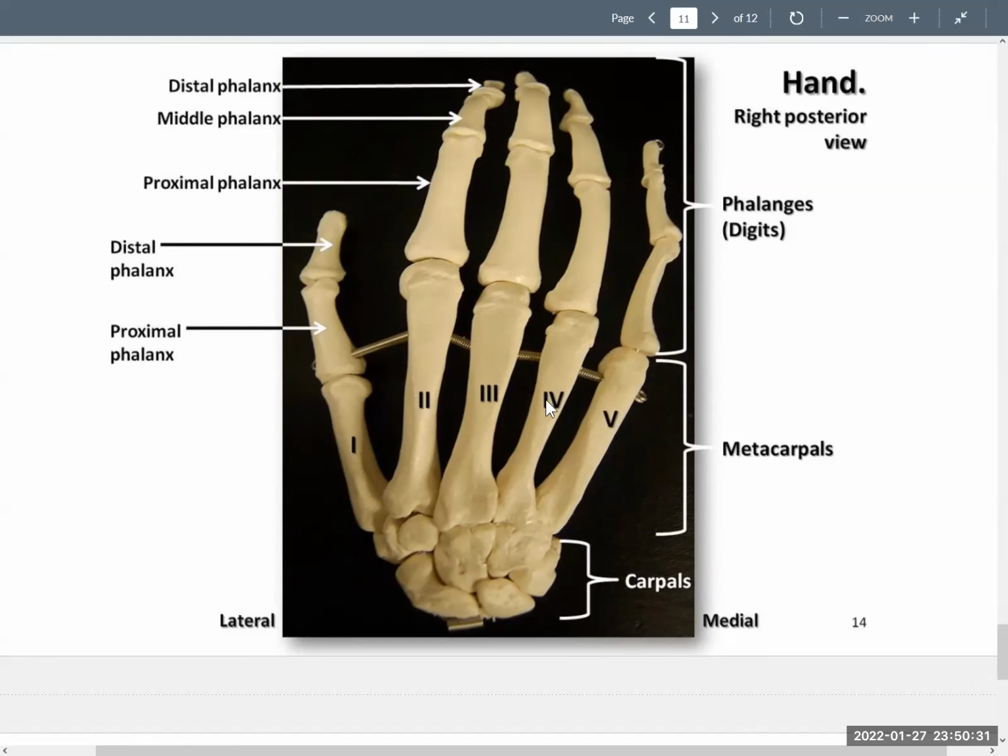First off, let's start with the fingers. The fingers start here where the arrow is and move up. There's 3 bones, 3 bones, 3 bones, 3 bones. And then for the thumb, there are only 2 bones. All of these bones individually are called a phalanx. The plural is phalanges.